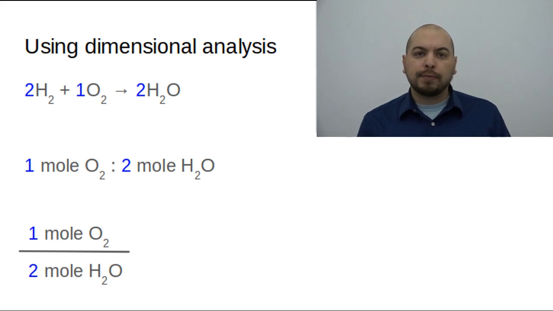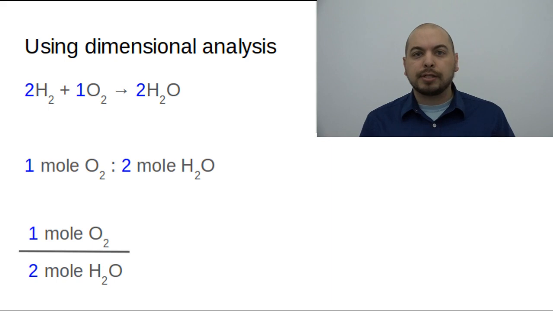The mole ratio is going to simply be the relationship between the coefficients of each of the 2 things we're converting from and to. For instance, the ratio between the oxygen and the water is 1 mole of oxygen to 2 moles of water. So what we can do is actually put these as a fraction with units of moles of oxygen and moles of water, and that becomes an equivalency.